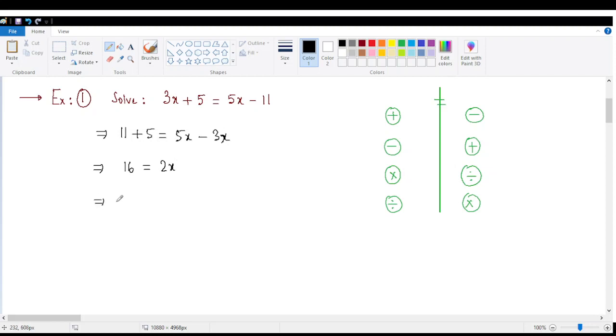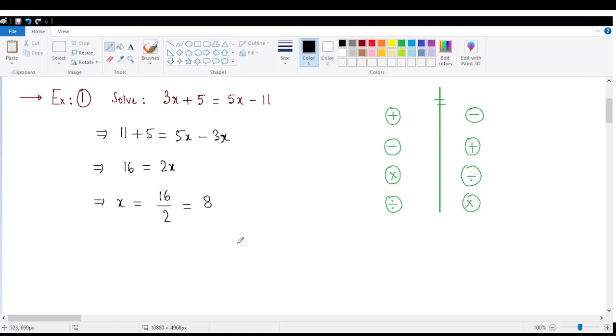Now what is x? 2x means 2 multiplied by x. If I want x, I have to take the 2 to the other side. Since 2 is multiplied, if it goes to the other side, it will be divided. So it is going to be x equals 16 divided by 2. The result is 8, right?